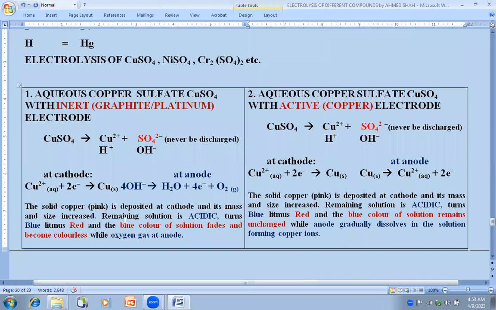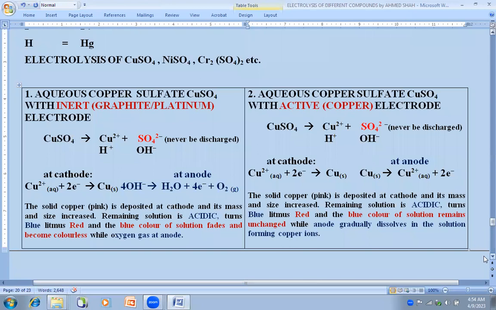Oxygen gas is produced at the anode when inert graphite or platinum electrodes are used in copper sulfate. But when active copper electrodes are used, the anode dissolves in the solution and produces copper ions, which travel towards the cathode and are deposited there. So these are the cases related to inert and active electrodes in copper sulfate.